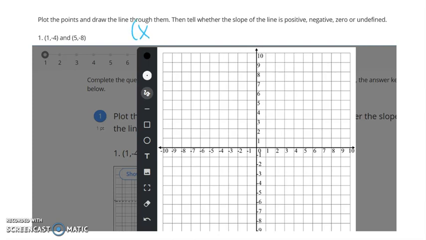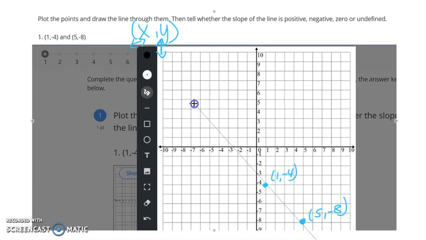The first thing that you want to remember is all coordinates are written as x, y, where x tells you your movement left and right, and y tells you your movement up and down. So I am going to start at 0, 0. I'm going to go left 1 and then down 4. Since this was positive 1, negative 4, my second coordinate tells me to go right 5 and down 8. So 5, negative 8. The directions then tell me to draw a line through those points. So let's go ahead and get a line going through these coordinates.